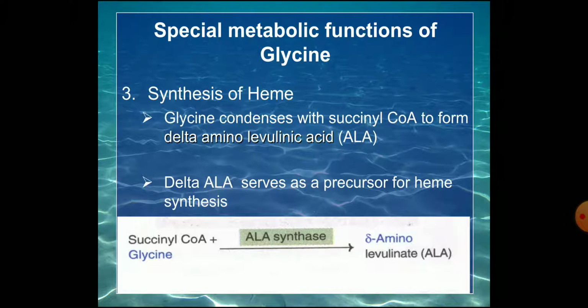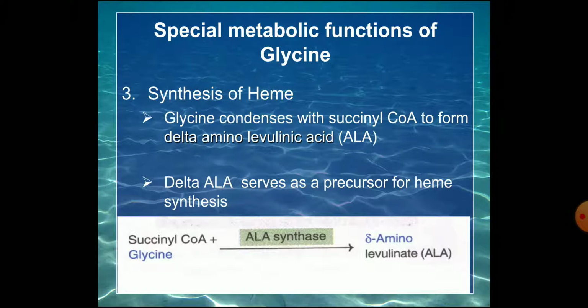Now the next important product formed from glycine is heme. Glycine condenses with succinyl coenzyme A to form delta aminolevulinic acid. That is the first step and the rate limiting step in heme synthesis. If glycine is not there, this first step cannot be performed and heme synthesis will be affected. So glycine is required for the synthesis of heme.